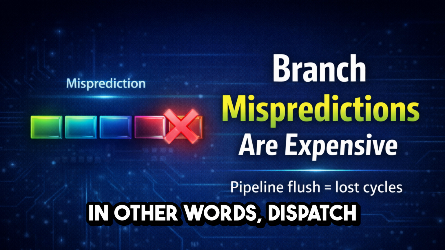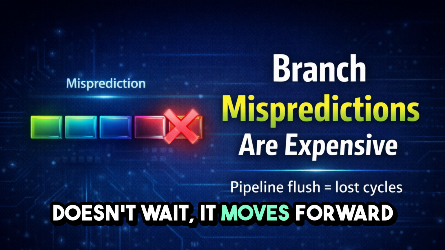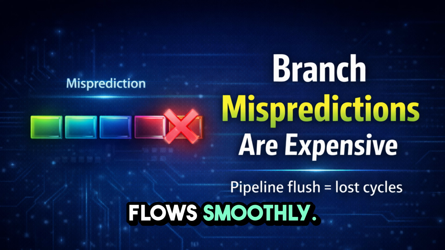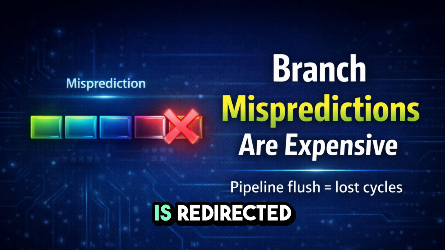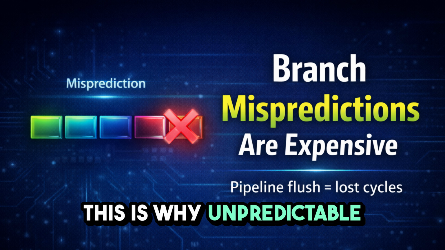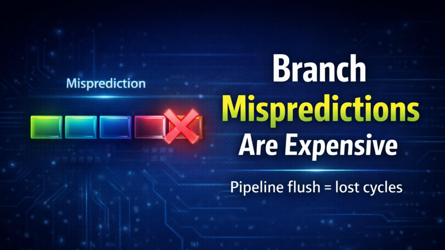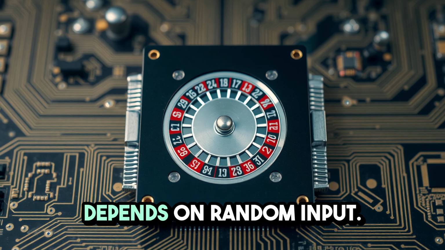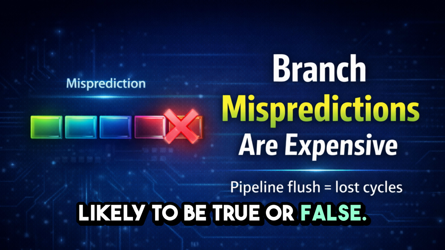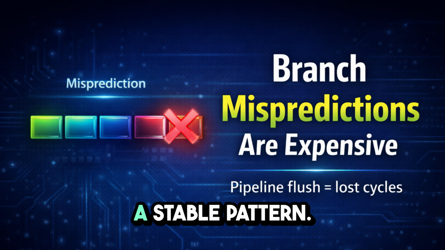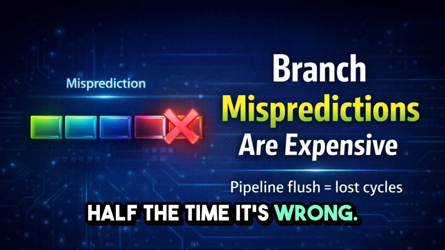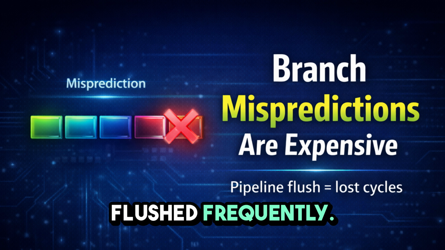In other words, dispatch doesn't wait. It moves forward based on a prediction. If correct, dispatch flows smoothly. If incorrect, dispatch is redirected and the pipeline is reset. This is why unpredictable branches can hurt performance. Consider a branch that depends on random input, something that is equally likely to be true or false. The CPU cannot form a stable pattern. It predicts one direction. Half the time, it's wrong. The pipeline is flushed frequently.